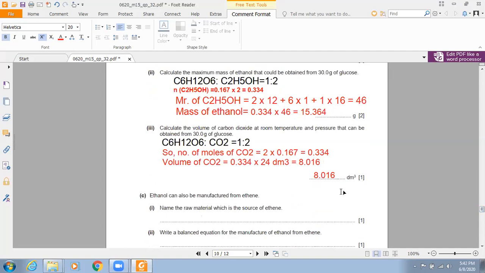Ethanol can also be manufactured from ethene. Name the raw material which is the source of ethene. So see this calculation. If you have any doubt, you can tell me. So crude oil or petroleum is the source. At any moment, class can be over because we have less than a minute left. So thank you for joining.